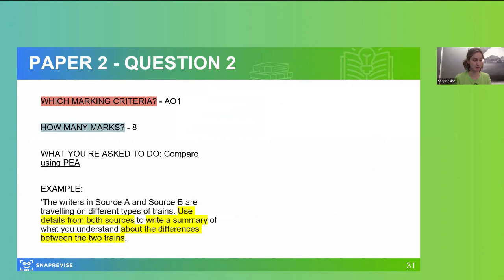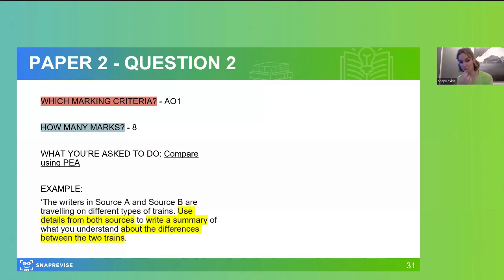So it's worth 8 marks. Again, I would be thinking about maybe 3 or 4 aspects to analyze. You're being asked to compare using PEA. Make sure that you're making your points, providing the quotes, and analyzing that in detail. You have to compare both sources. I would use the rule that if you say one thing about one source, don't move on to a different point until you have talked about whether that is the same or different in the second source.